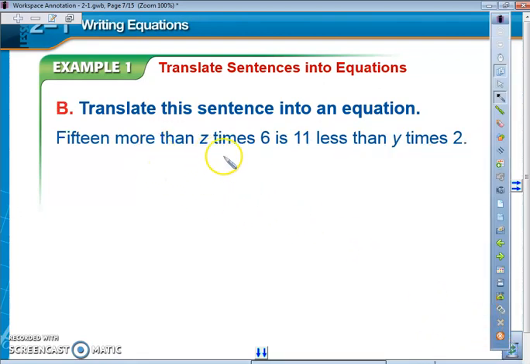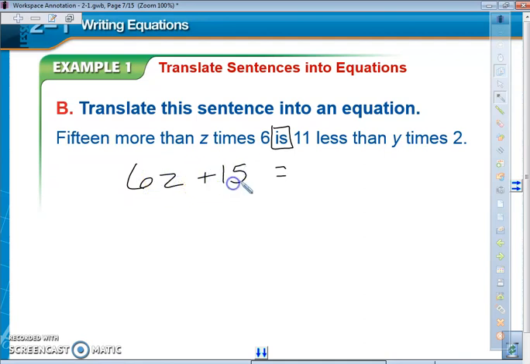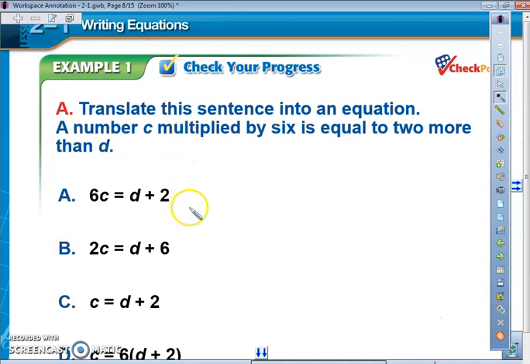15 more than z times 6 is 11 less than y times 2. So again, I'm looking for the is or is equal to, and that's going to tell me where to split the equation up. Okay, 15 more than z times 6: 6z plus 15 is 11 less than y times 2: 2y minus 11. And that's it. I mean, it's that simple, guys. It's just reading it and putting it into what it's supposed to be. So I'll let you go ahead and answer this one. Ready, set, go.